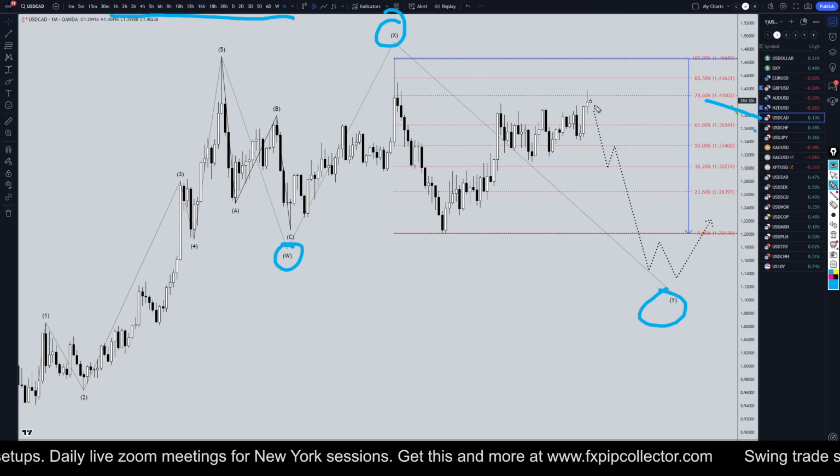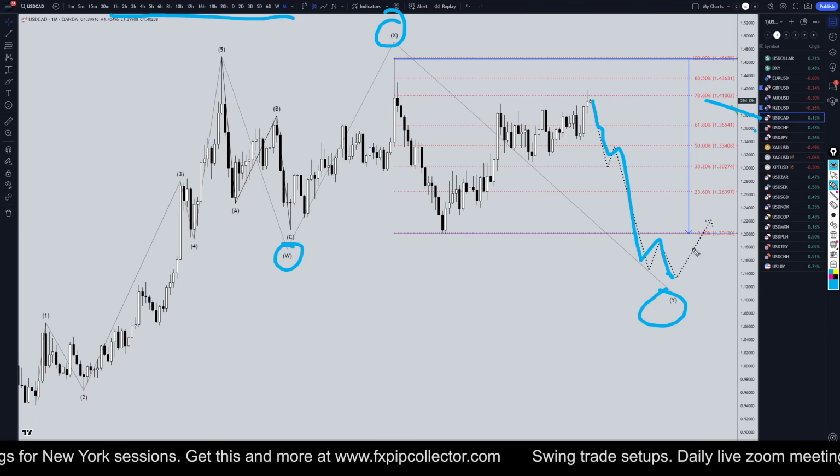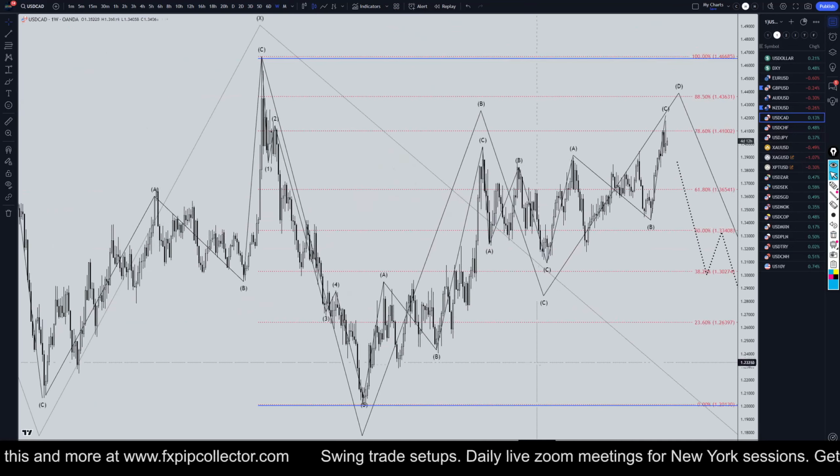So, anyways, on the US dollar CAD, I think this is a big W, X, and Y, and I think eventually we probably are going to head down and make the wave C of this ABC of wave Y. So let's take it down to the weekly time frame. Zoom out a little bit on the weekly.